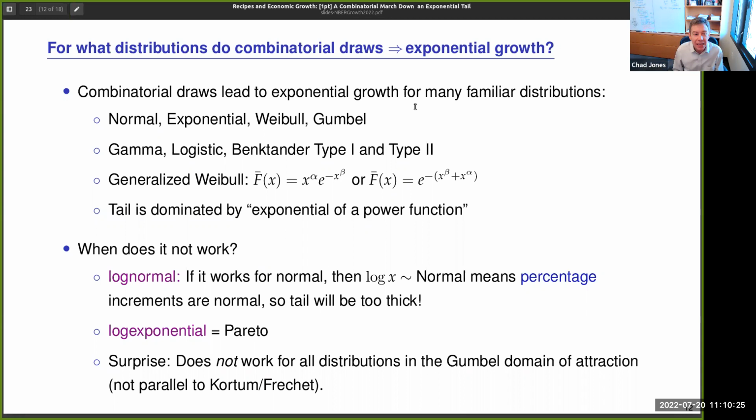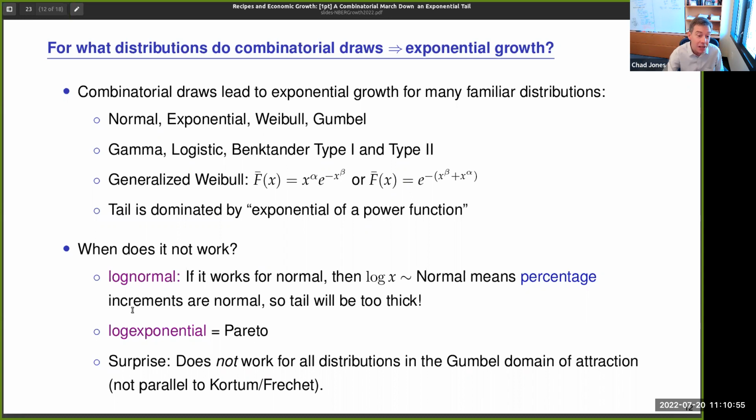Equally interesting is, when does it not work? And in particular, something you thought might have worked is the log normal distribution. But if you think about it for a second, you realize that can't be the case, right? Log transformations and growth models break things. If it works for the normal distribution, then the log normal distribution means the log of x is normal. That means percentage increments in productivity are normal, but that's going to make the tail too thick. Log transformations break things in growth models.